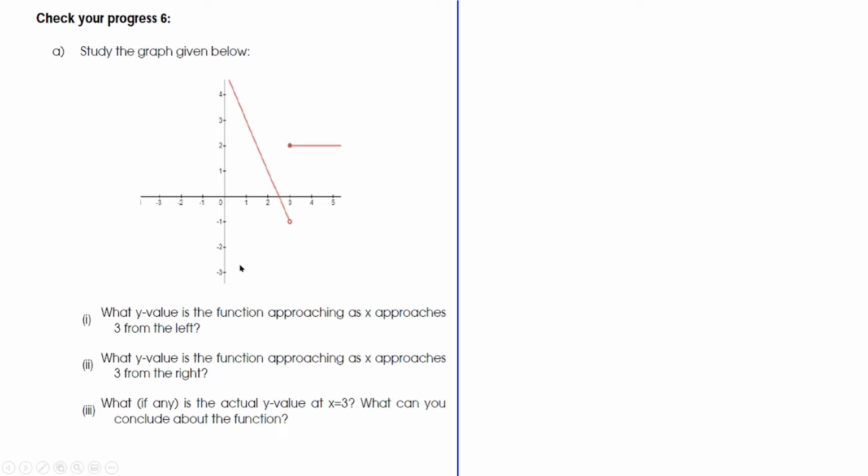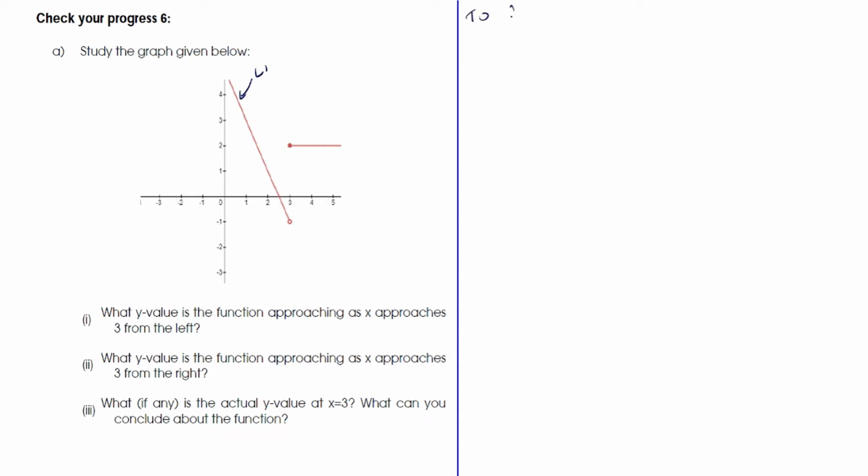These are the questions from Check Your Progress 6 of Student Support Material. So here for x less than 3, we have f of x as this function, and for x greater than or equal to 3, we have f of x equal to 2. First, let us find the equation of this line. Let us take this as L1.